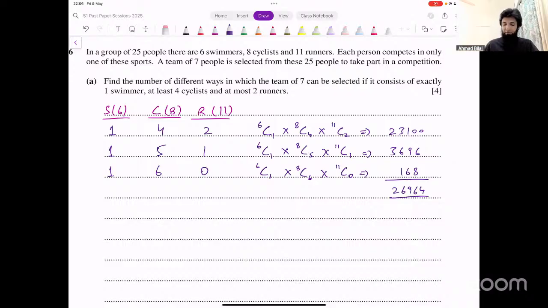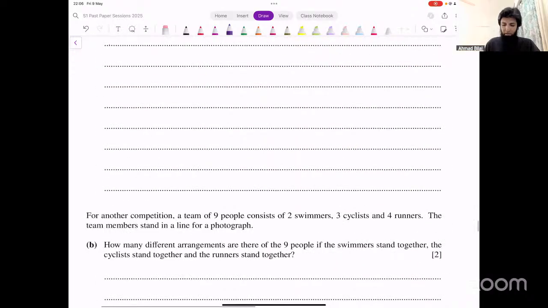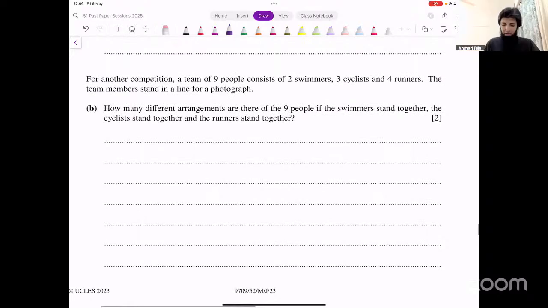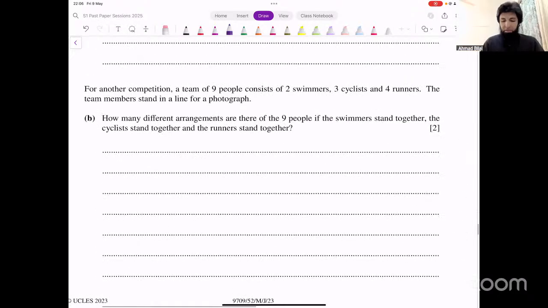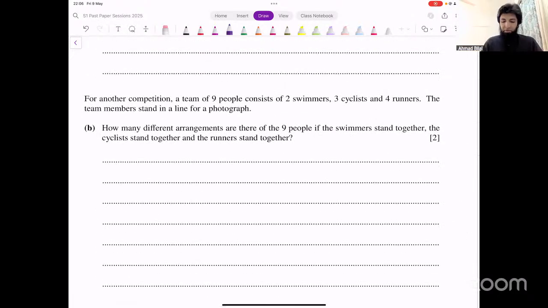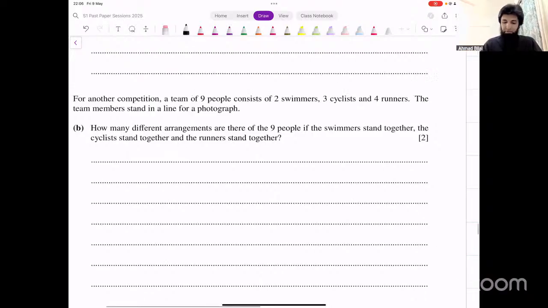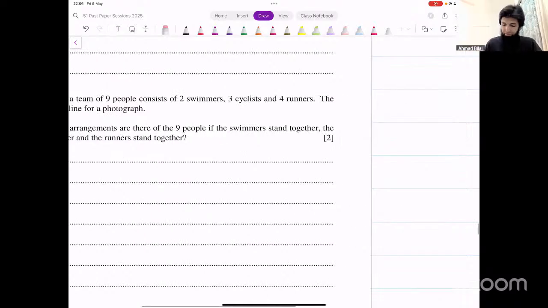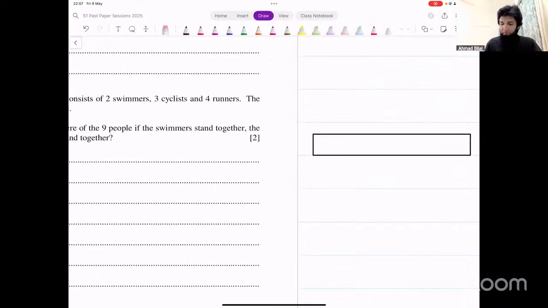Pretty straightforward, a very standard question on combinations. Now it says for another competition. It's a different competition. Now a team of 9 people consists of 2 swimmers, 3 cyclists, and 4 runners. The team members stand in a line for a photograph. How many different arrangements are there of the 9 people? The swimmers stand together, the cyclists stand together, and the runners stand together. Again, a pretty standard arrangement case.